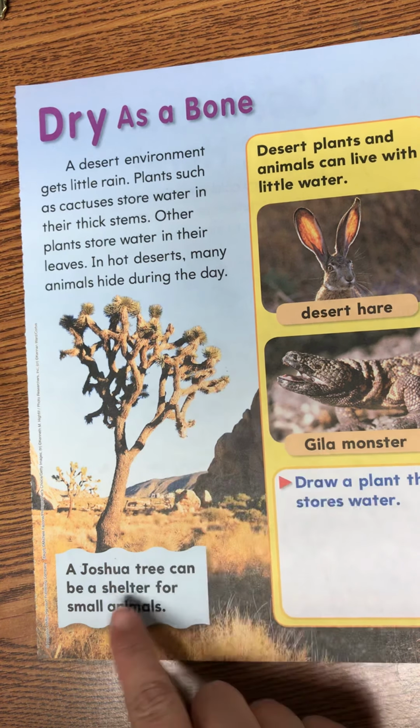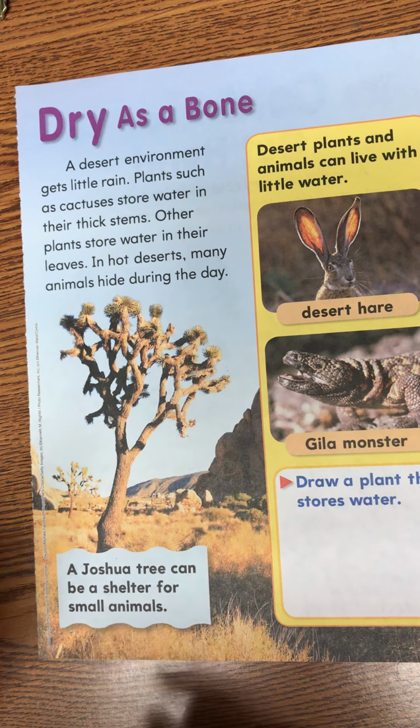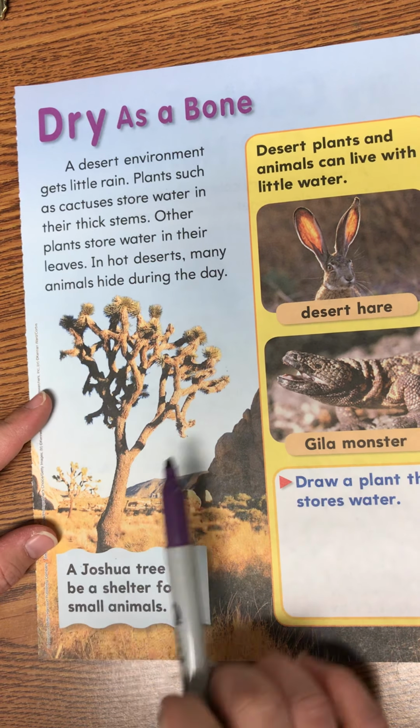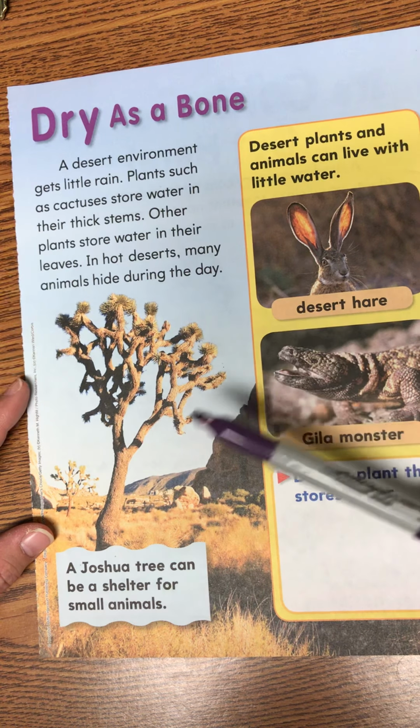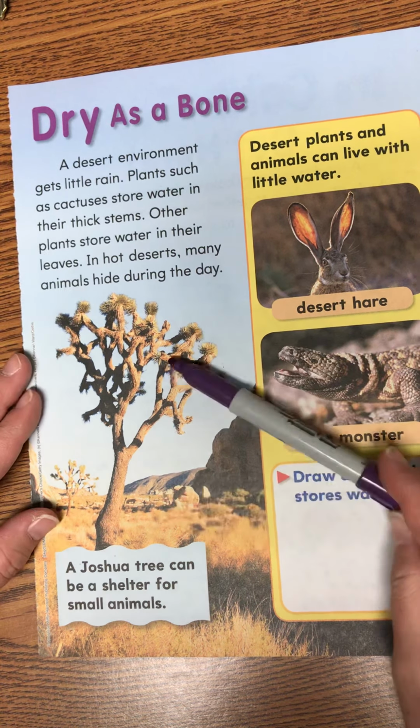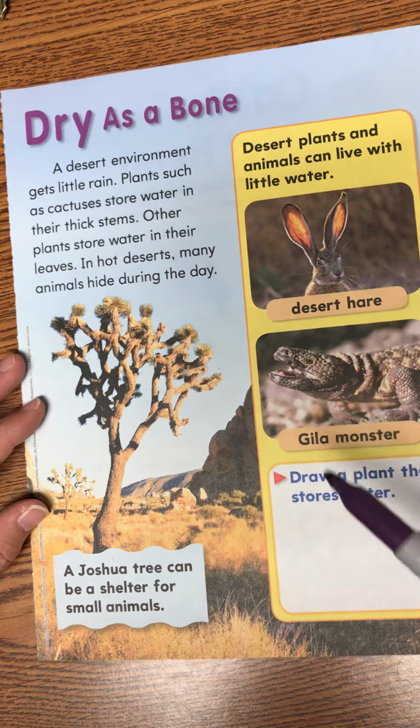Now here, this is called a Joshua tree. This can be a shelter for small animals. I want you to think, why do you think big animals wouldn't use this for shelter? I'm hoping that you guys said because it's a pretty small tree. It's not very big. A big animal wouldn't be able to use it as shelter.